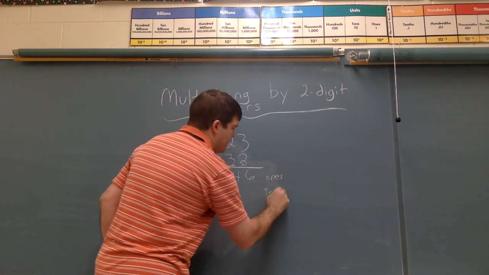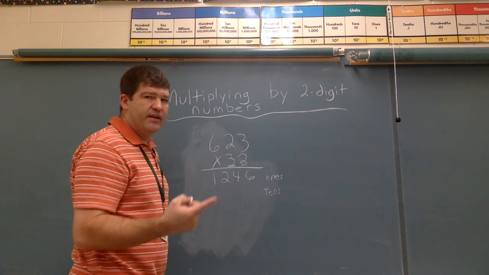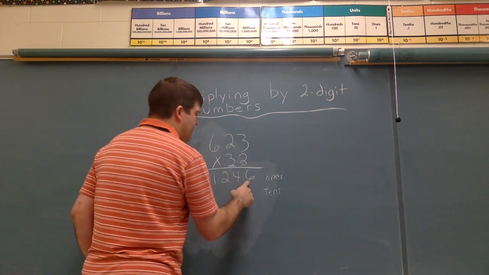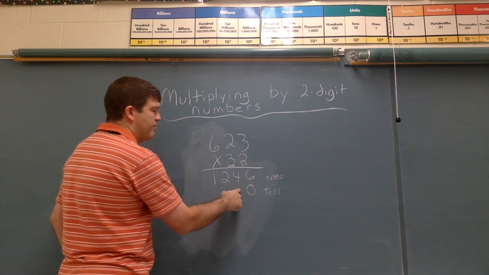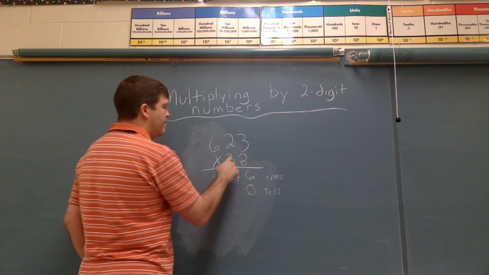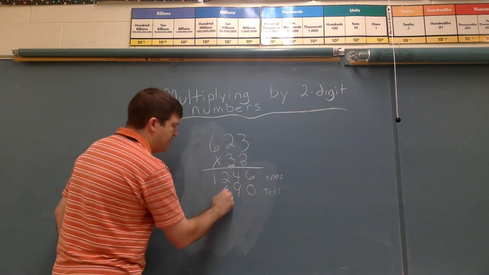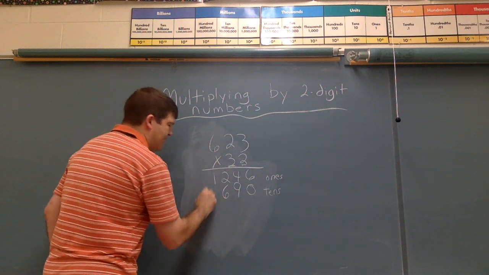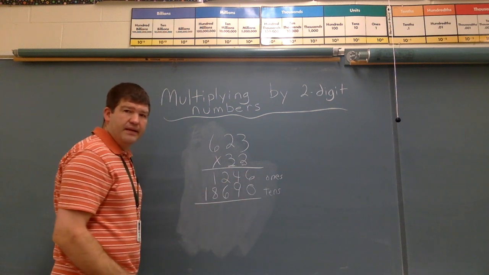Now, I want to move to my tens, which is my 3 or 30, 3 tens. So 30 times this, I'm in the tens, so I put my 0 right here, so I can move right into the tens place value and start with my numbers here. 3 times 3 is 9, 3 times 2 is 6, 3 times 6 is 18. Okay, now I line them up and add them up.